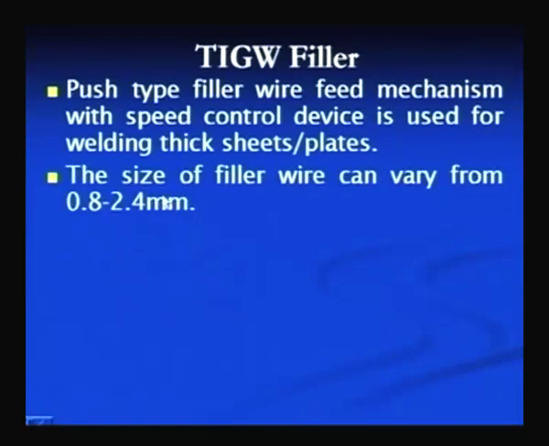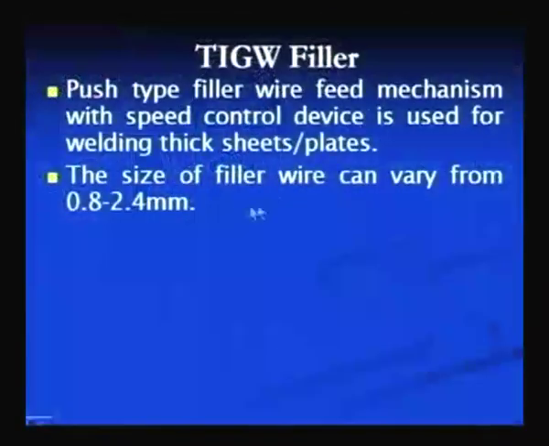So, electrode size, or sorry, filler wire size is normally small, and it can vary in a range of 0.8 to 2.4 mm. If aluminum filler wires are to be used, they will show a tendency to get damaged if the pull type of filler wire feed mechanism is used. That is why for feeding the small diameter aluminum fillers, the push type of filler wire feed mechanism is used.